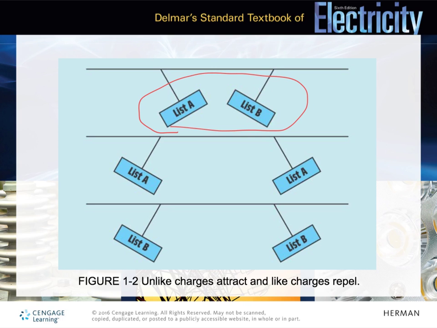He also found that if he took two objects charged with the same charge, for example, list A and another one charged with list A, there were actual repulsion forces. Same thing if I charged one object with a list B charge and another object with a list B charge, we would find that there were actually repulsion forces where they would push away from each other.